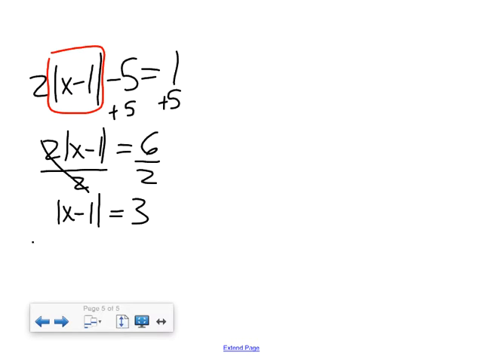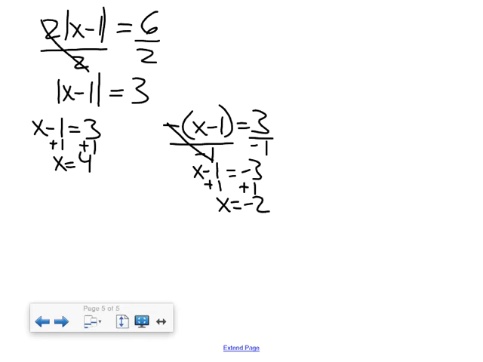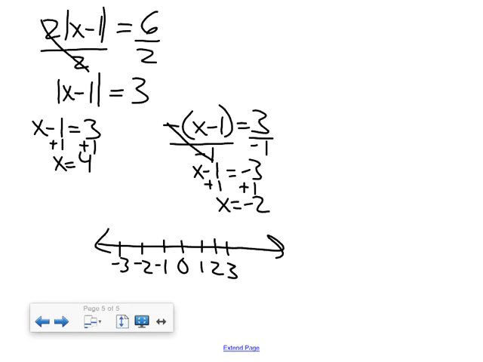All right, now I can set what's in the absolute value equal to 3, and the opposite of what's in the absolute value equal to 3. All right, so here I would add 1 to each side. We would get x equals 4. And over here, I'm going to go ahead and divide by negative 1. So I would get x minus 1 equals negative 3. Add my 1 to each side. Get x equals negative 2. So when I draw this on the number line, we have solutions at 4 and negative 2.